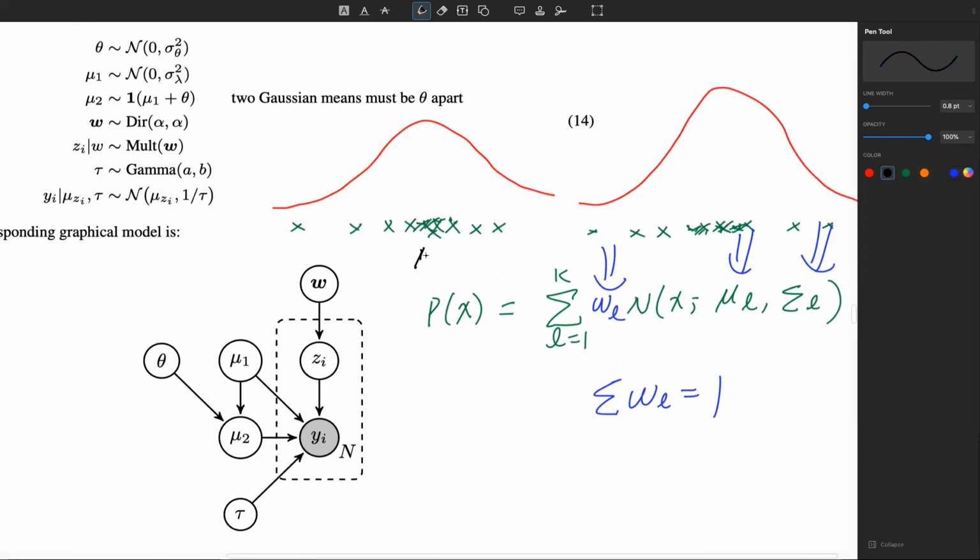So I'm going to say this is a mu1, which will have this precision. So this will be 1 over tau, right? So this is mu2. I'm actually making mu2 a dependent variable. I'm going to say the two of them are theta apart. They have to be theta apart, right? And theta itself is a random variable. And I'm going to make it also the precision 1 over tau as well. So the variance is 1 over tau.